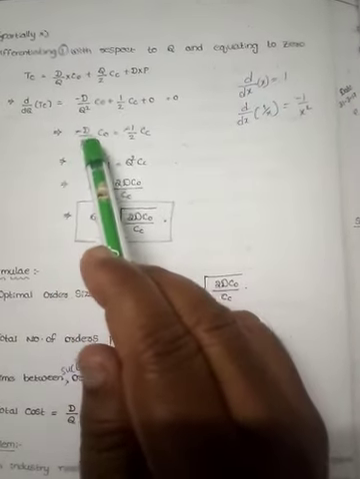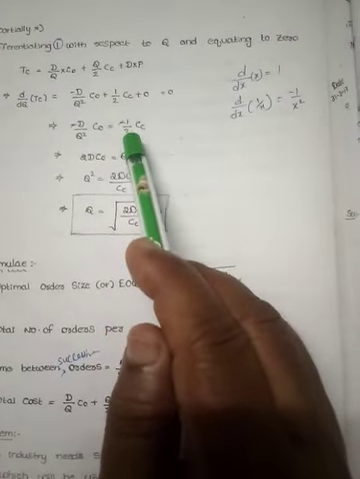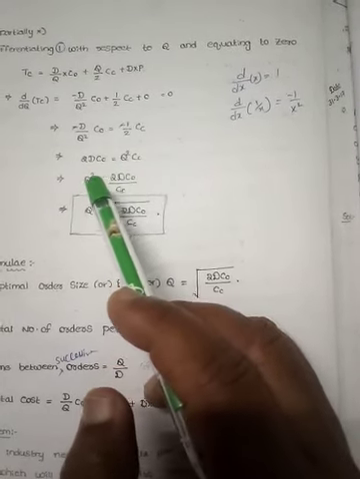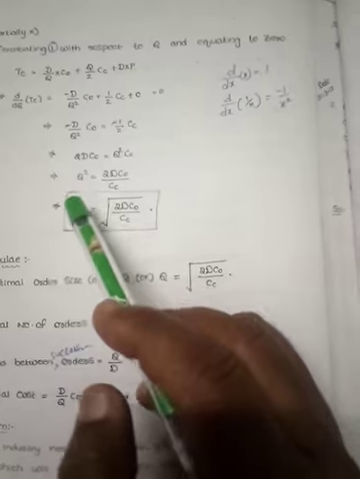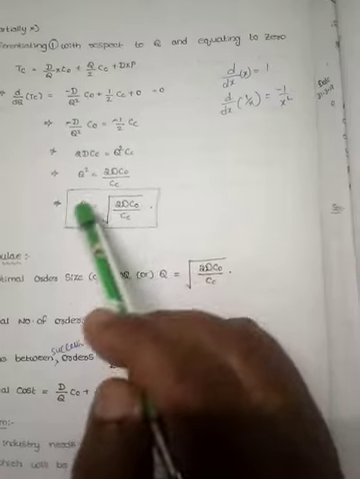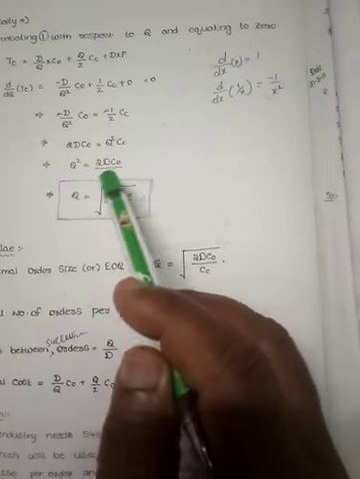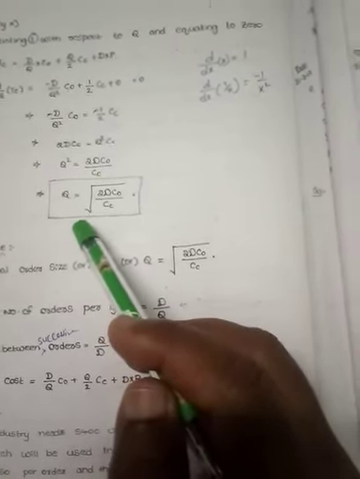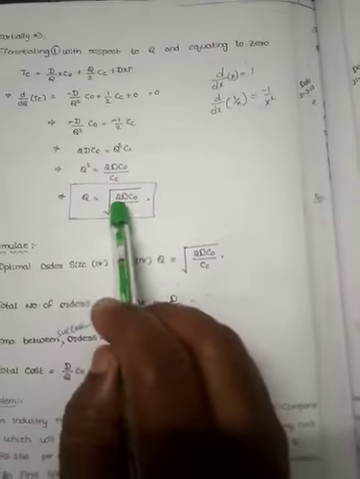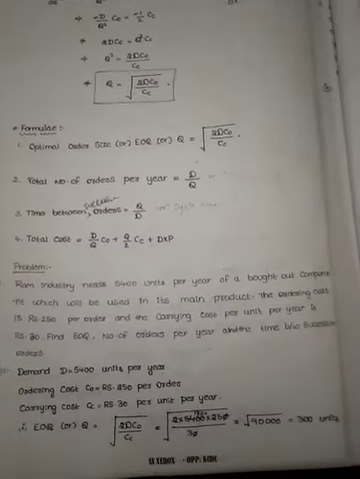Then minus D by Q square into C naught equals minus 1 by 2 into Cc. By cancelling the minus on both sides and cross multiplying, we get 2D C naught is equal to Q square Cc. Next, Q square is equal to 2D C naught by Cc. Taking the square root on both sides, we get Q is equal to root of 2D C naught by Cc. Let us go to the problem on this model.